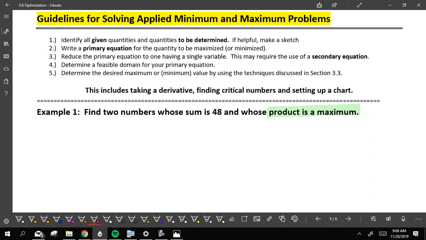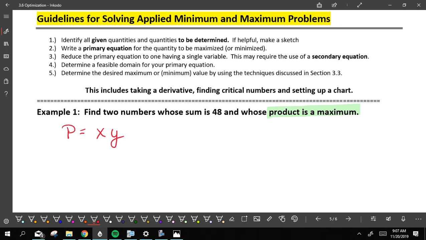What two letters would you like to use to represent those numbers? We're going with X and Y. So we need a product equation. So the product is going to be equal to, I'm using the letters X and Y. What are you going to do with X and Y to find the product? Multiply. Product is equal to X times Y.